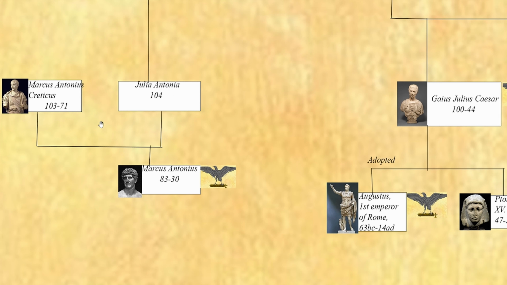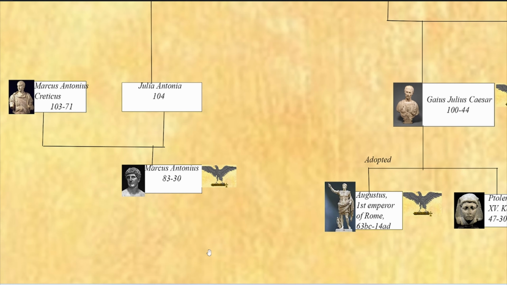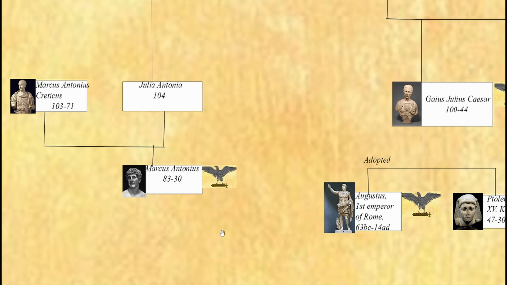His cognomen Creticus was given to him as a joke because he tried to invade Crete, but he failed and he had to sign a very unfair treaty to get himself out of Crete and to save his own life. So those are all of the ancestors of Gaius Julius Caesar.